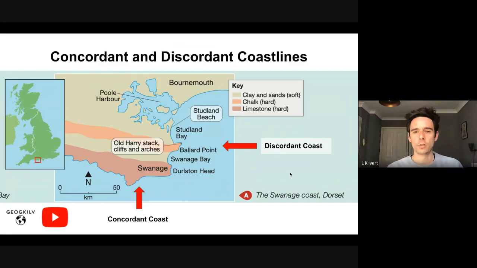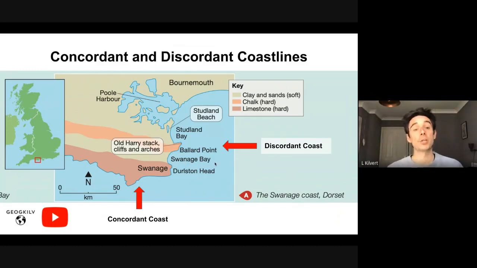We then get to a discordant coastline, and a discordant coastline occurs when we get bands of harder rock and softer rock. So if we have a look here, we can see that we've got the limestone on this part of the coastline, followed by clay and sand, which is less resistant rock, followed by chalk. So what we've got here are different bands of rock. So the discordant coastline occurs where we've got different bands of rock, some of which is hard rock and some of which is soft rock. Now, because of that, we get what we call a differential or a different rate of erosion. So that hard rock that you can see here is eroding much slower than the soft rock that we've got forming around this area where you can see Swanage Bay.